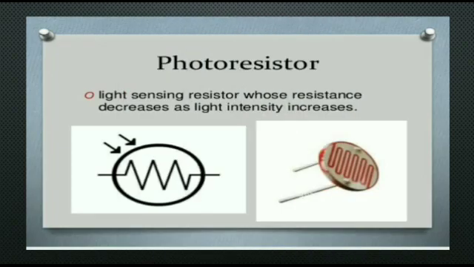Next, photoresistor. This device is a light sensitive resistor whose resistance decreases as light intensity increases. When light is incident on this component, it creates current, that is, light energy is converted into electric current. Okay, this is the photoresistor.